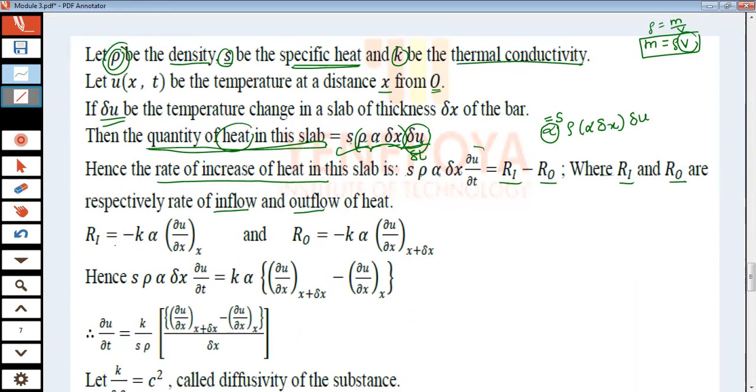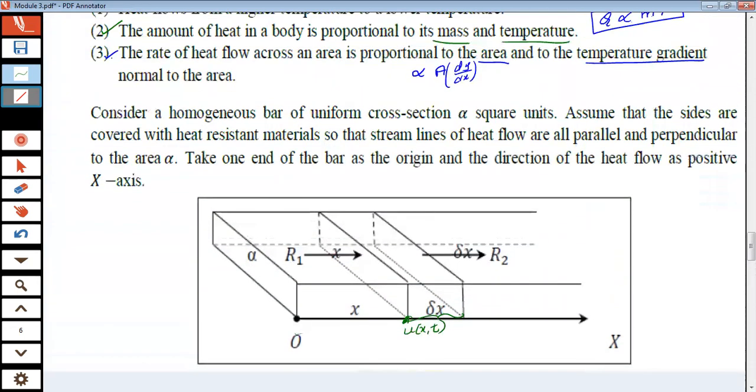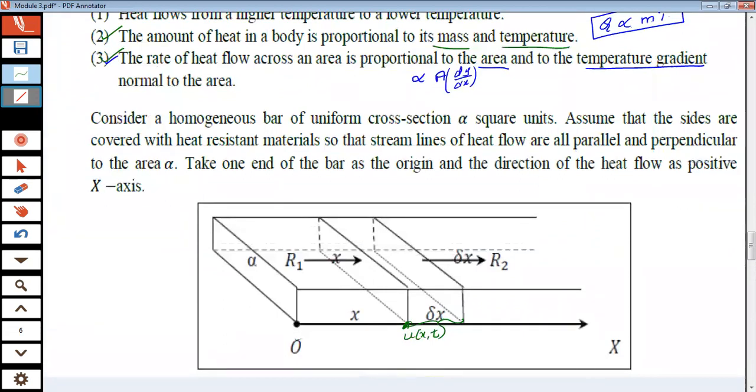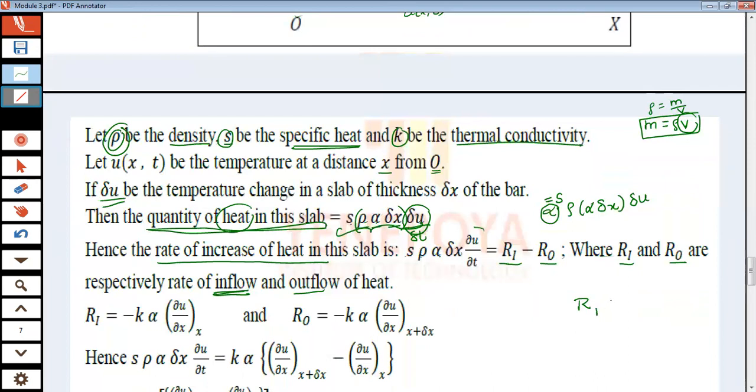Next, Ri means inflow of heat, that is rate according to the third law of thermodynamics, or third empirical law. Rate of heat flow across an area is proportional to area and temperature gradient. So Ri is proportional to area alpha times the temperature gradient dou U by dou X at the point X. Similarly, Ro is proportional to area and temperature gradient dou U by dou X at the point X plus delta X, right?